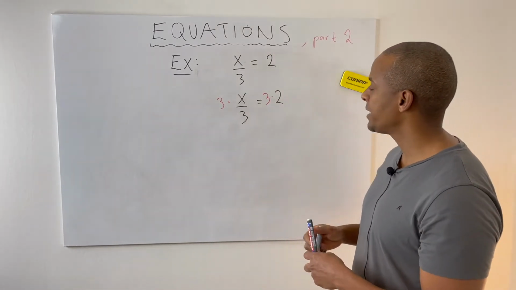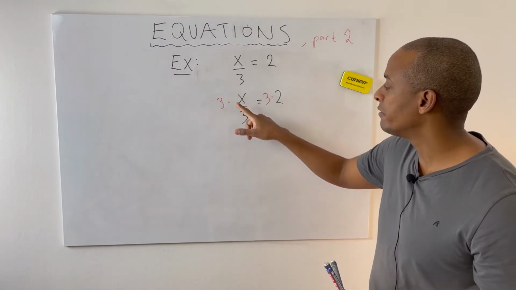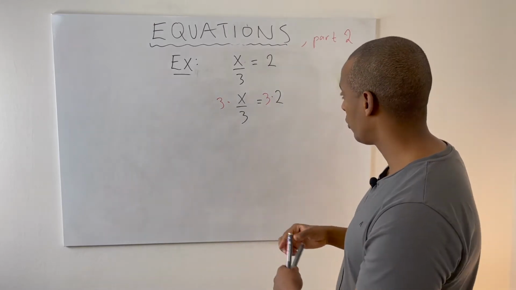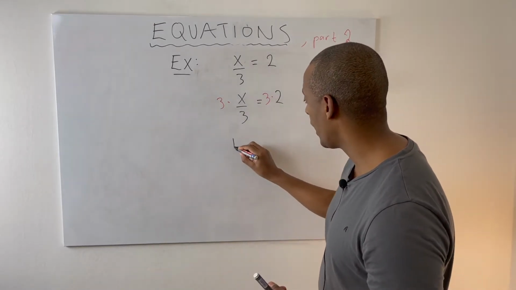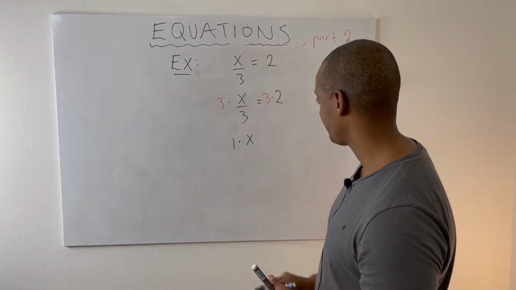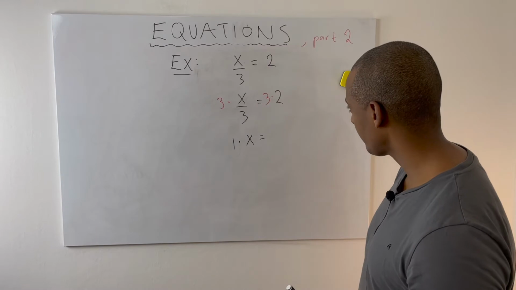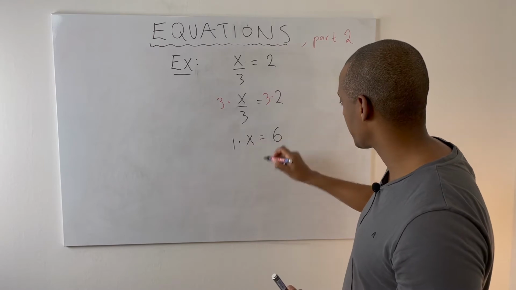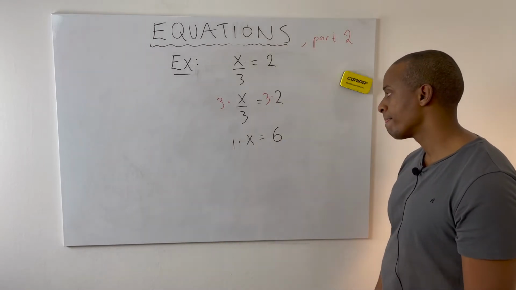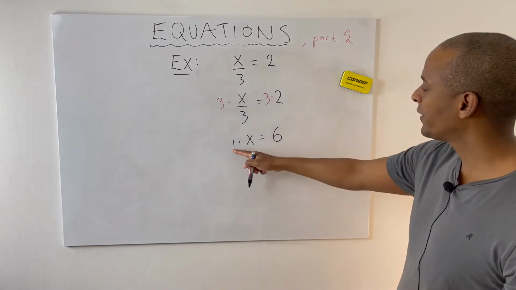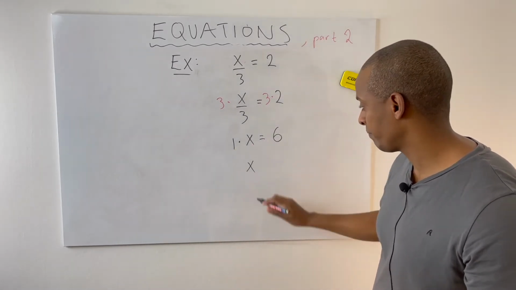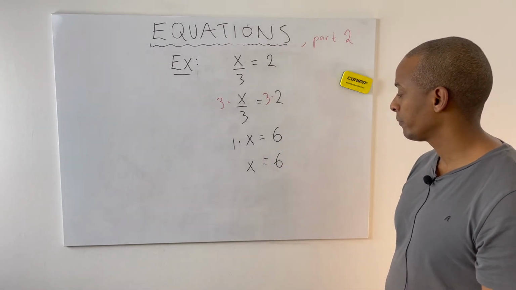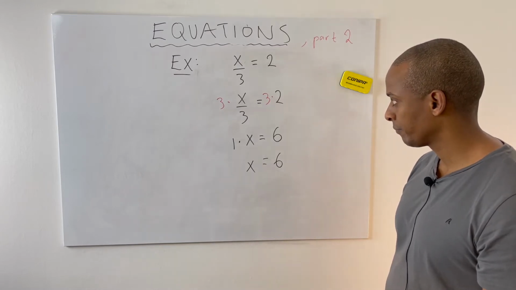So now we see the magic happen here again. We have 3 divided by 3. 3 divided by 3 is equal to 1, right? So on the left hand side now we have 1 times x, and on the right hand side we have 3 times 2, that's equal to 6. 1 times x, well, that's just x, is equal to 6. And that's the solution. You guys follow along here?